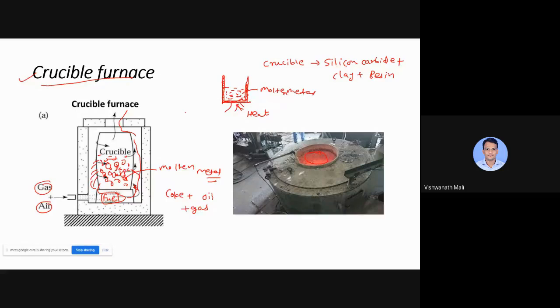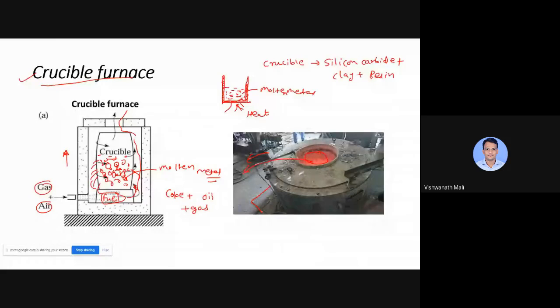Now, once the molten metal is heated up to the pouring temperature, we lift this with the help of some lifting machine. If you are able to see here, we just tilt it like this, and by tilting it we get the molten metal out. Whatever molten metal is prepared, we collect into the ladle, and with the help of the ladle we pour the molten metal.